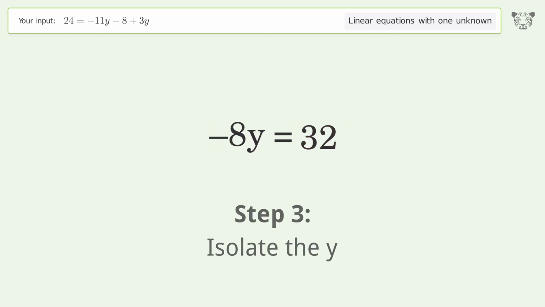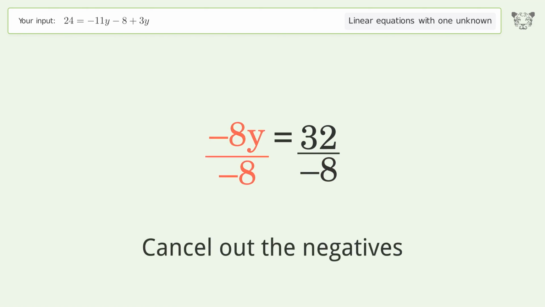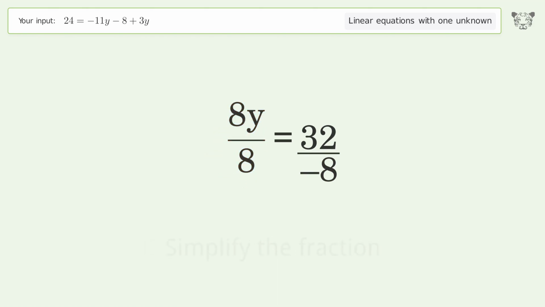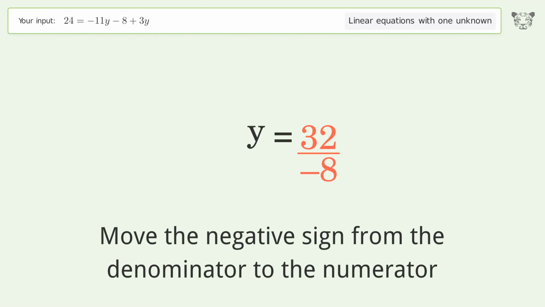Isolate the y. Divide both sides by -8. Cancel out the negatives. Simplify the fraction. Move the negative sign from the denominator to the numerator.